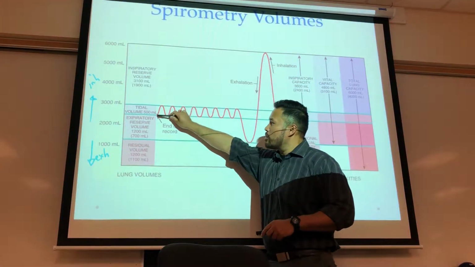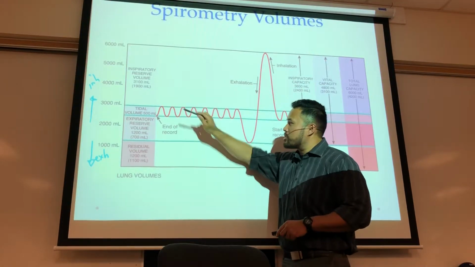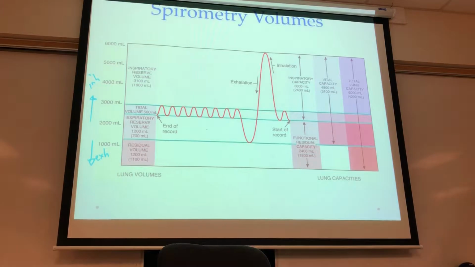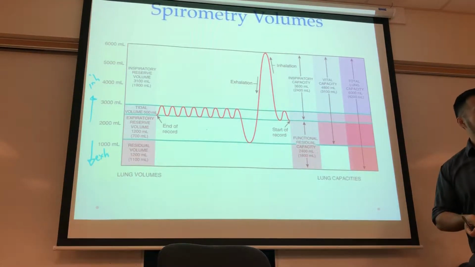Tidal breathing is going to show you quiet inhalation, quiet exhalation, inhalation, exhalation. And we can measure that volume, which is about 500 milliliters of what's called tidal volume breathing. And why do we call it tidal volume? It's literally like the ebb and flow. It's the tide moving in and out. And that's exactly what we're doing with our lungs.